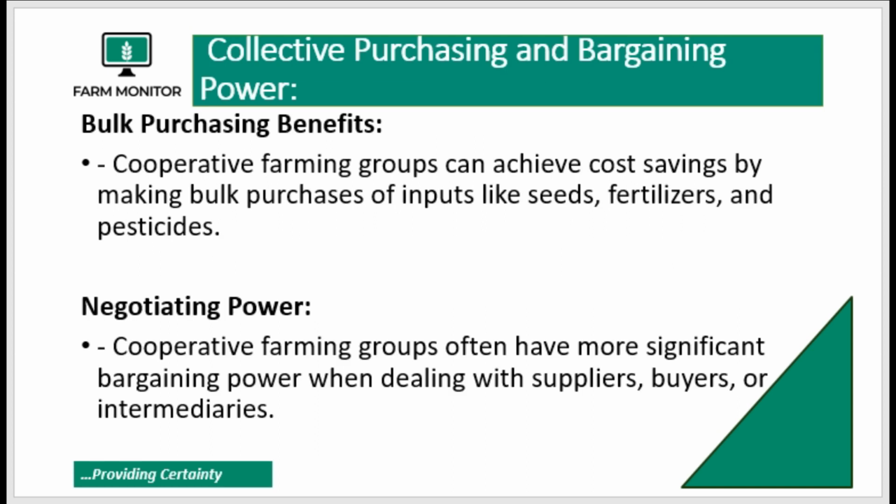Collective purchasing and bargaining power. Members of cooperatives can achieve cost sharing by making bulk purchases of inputs like seeds, fertilizers, pesticides, or whatever other resources, raw materials that they may need. As a collective body, cooperatives have enhanced negotiation power.